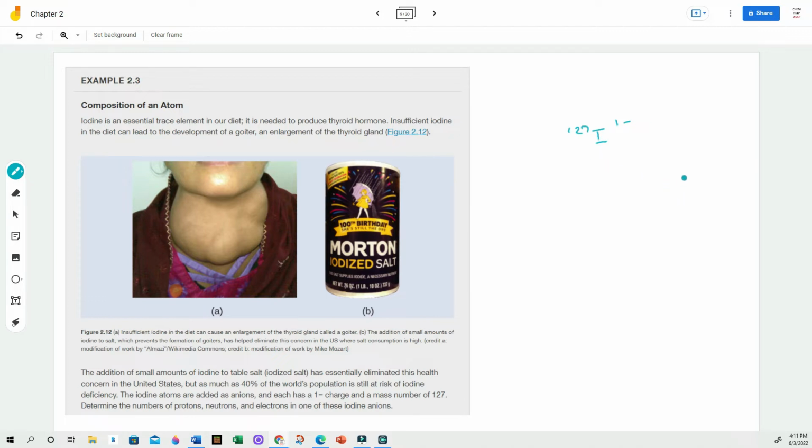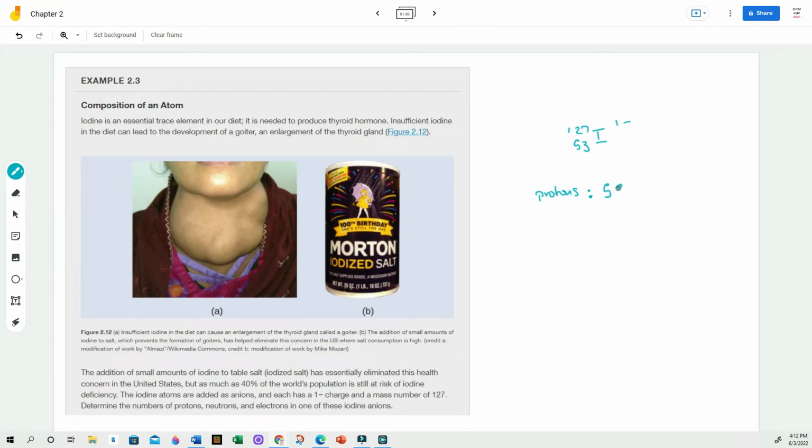So if you find iodine on your periodic table, it is in group 17, it is a halogen, and you will see that it has an atomic number of 53. So that number I got from the periodic table itself. Now we have all the information we need to calculate the number of protons, neutrons, and electrons. So starting with protons, the number of protons is always the easiest because the number of protons is your atomic number. So the number of protons is 53.